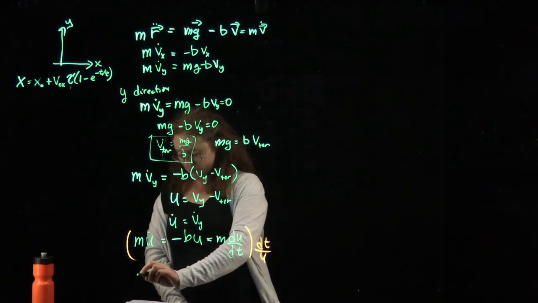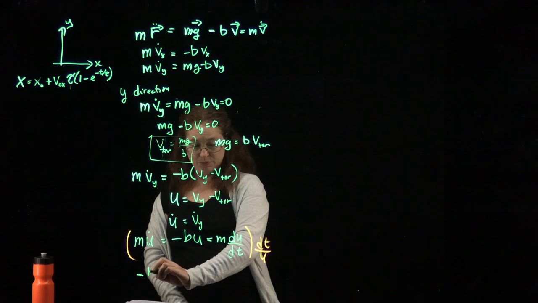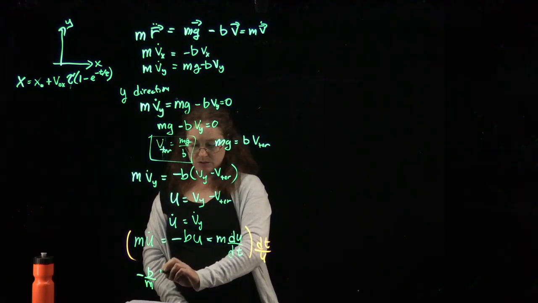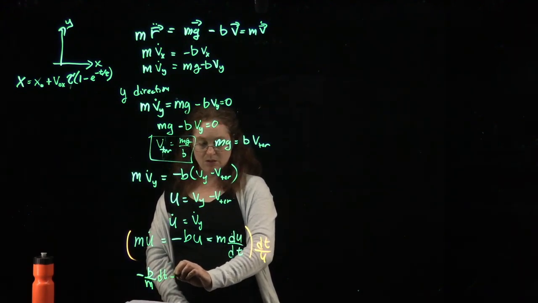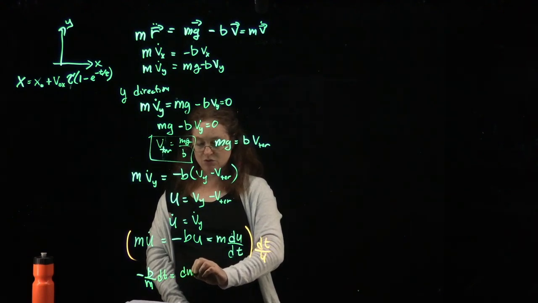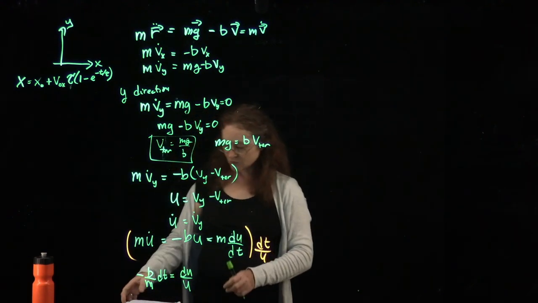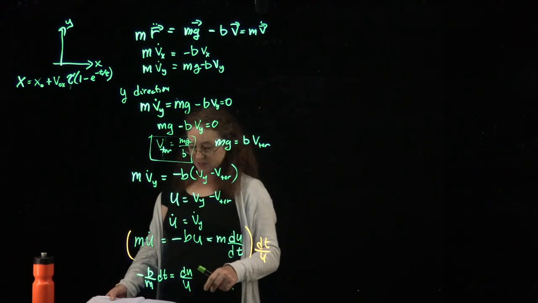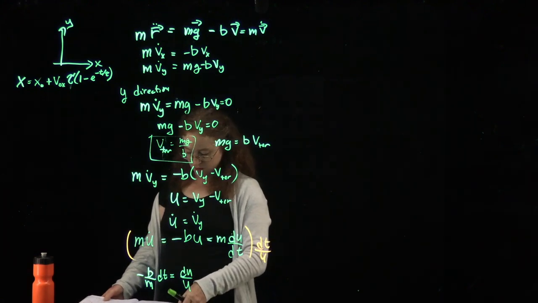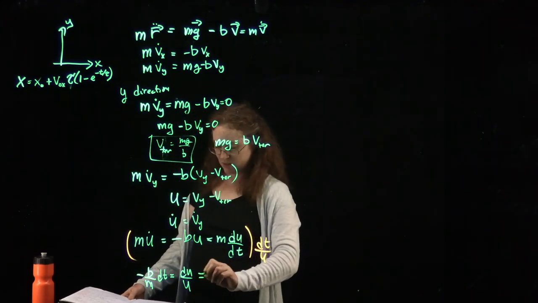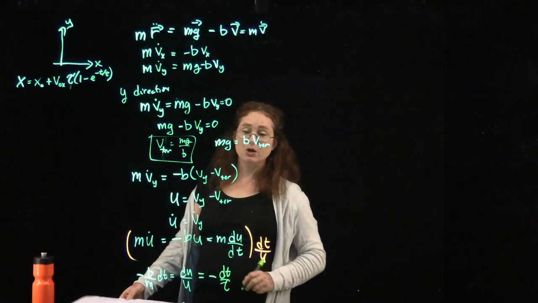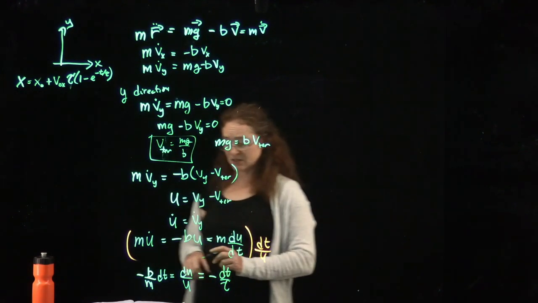So here we have negative b over m dt equals du over u. And here I'm going to go ahead and use our definition of tau equals m over b. So this is the same thing as negative dt over tau. And note how this is now unitless on both sides.